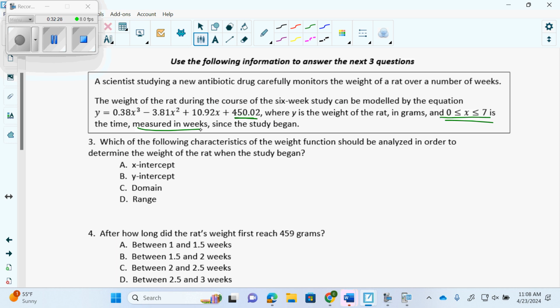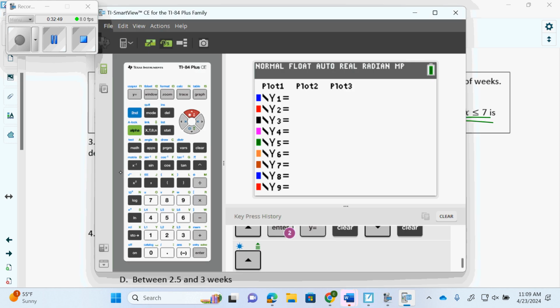Which of the following characteristics of the weight function should be analyzed in order to determine the weight of the rat when the beginning of the study began? So when the study began, what is that? Is it the y-intercept or x-intercept? Y, because weight is y, correct? Okay, everyone's good at that. Then we need to get the graph to show up, and that's where it went downhill a little bit. That's okay. I expect it to.